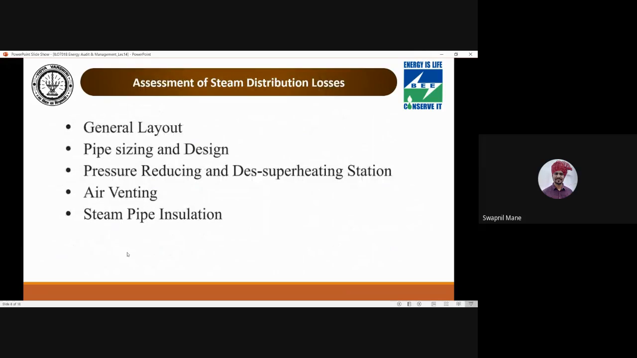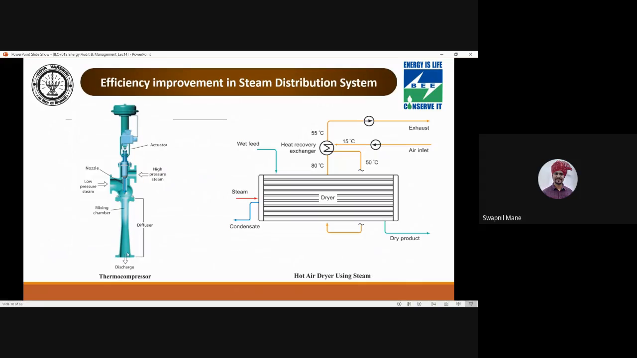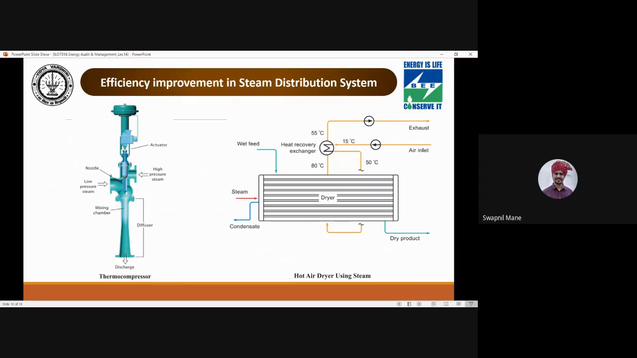Assessment of steam distribution losses should take place by providing some general layout, which must be studied at the design phase. Then we have to look at the pipe sizing, then the cross section, then pressure reducing or desuperheating, air venting should be done, and then insulation should be there. Then we talked about what are the various losses that happen during the steam distribution system and how to recover that. We have two devices, which is thermocompressor and the dryer unit, in order to increase the efficiency of the steam distribution system. Okay, so we will stop here. If you have any difficulties, you can ask me now.